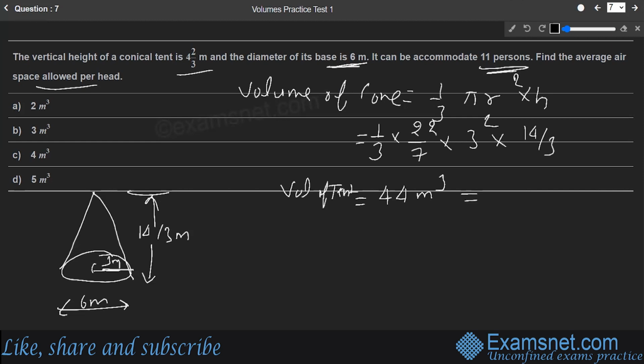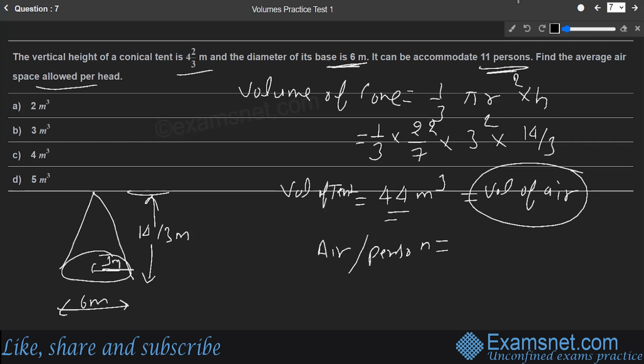The volume of the tent is nothing but the volume of air inside the tent. So this much air is available, and a total of 11 persons can consume this air. So the average air that can be consumed per person is calculated by the total volume of air, that is 44, divided by the number of persons, that is 11. So 44 by 11 gives you 4 meter cube. That much volume can be taken by one person on average. So that is the right answer, available in option number C.